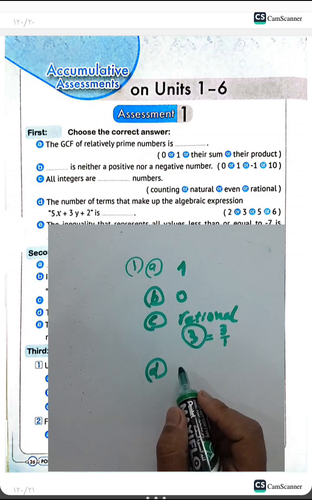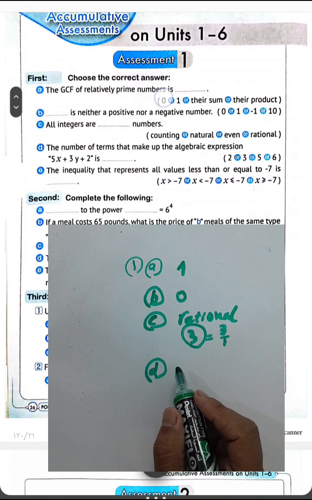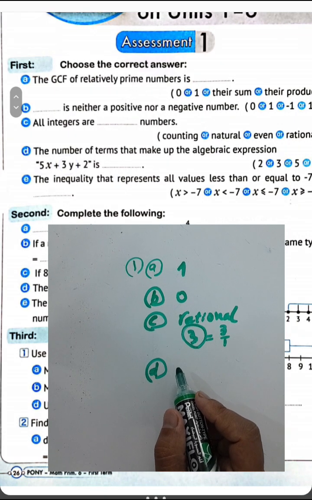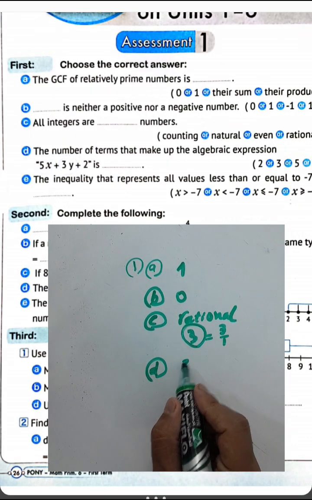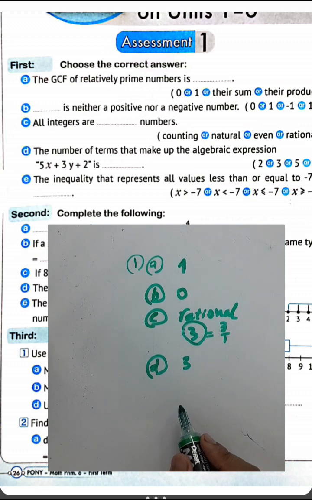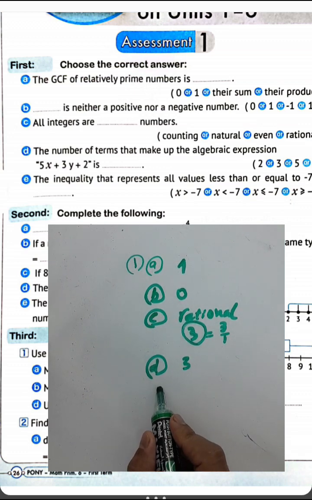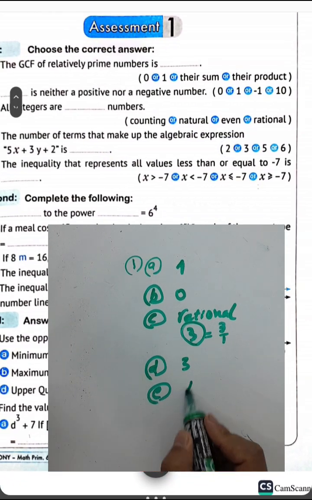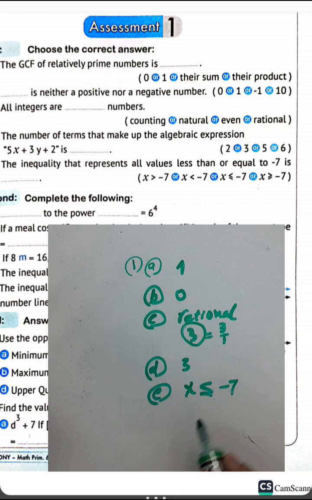Letter D. The number of terms that make up the algebraic expression 5x plus 3y plus 2. We have 3 terms here. Question letter E. The inequality that represents all values less than or equal to negative 7. x less than or equal to negative 7.